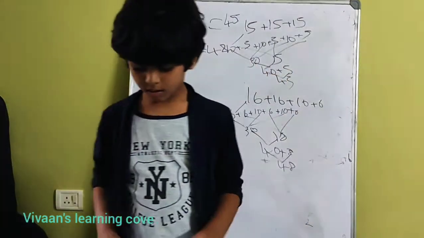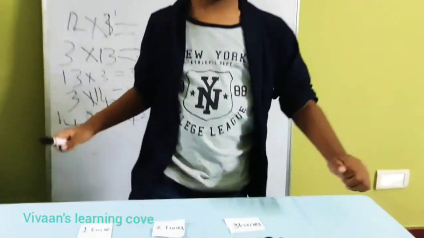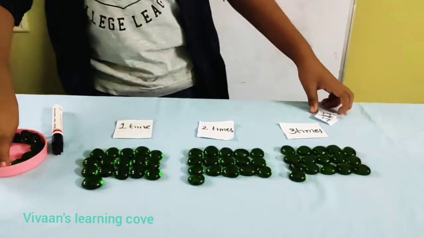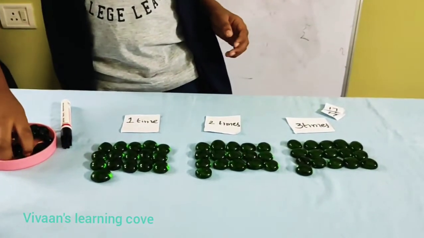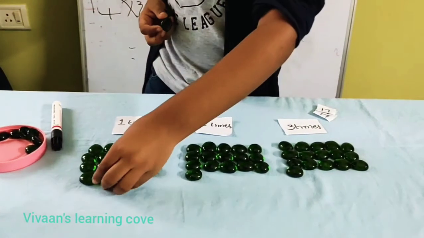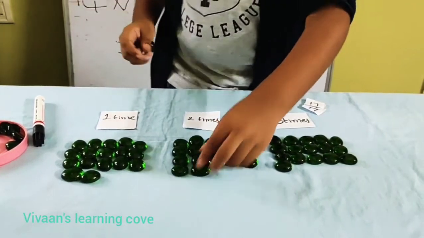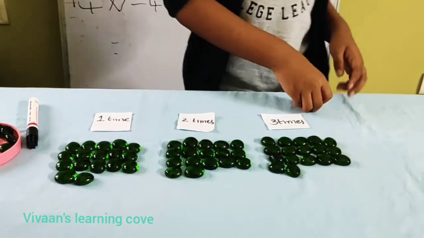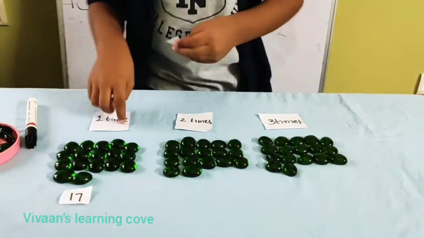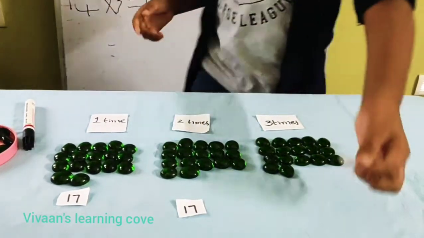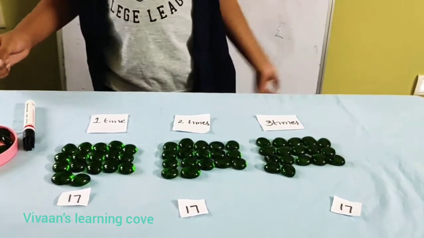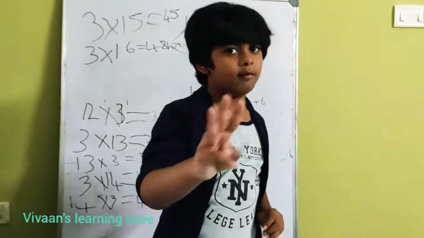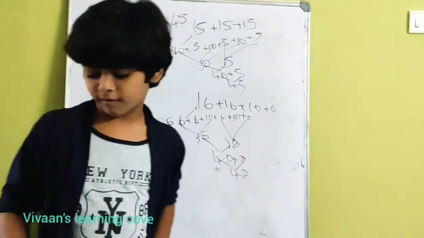So, let's start 17. I'm going to add 1 pebble to each group. So now I'm going to use these cards to represent that there are 17 in group 1, 17 in group 2, 17 in group 3. See, there are 3 17s. So 3 times 17.